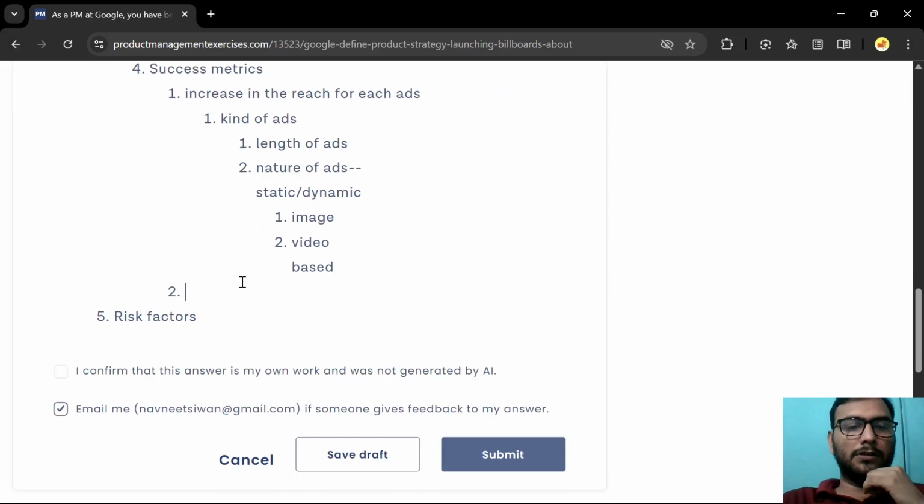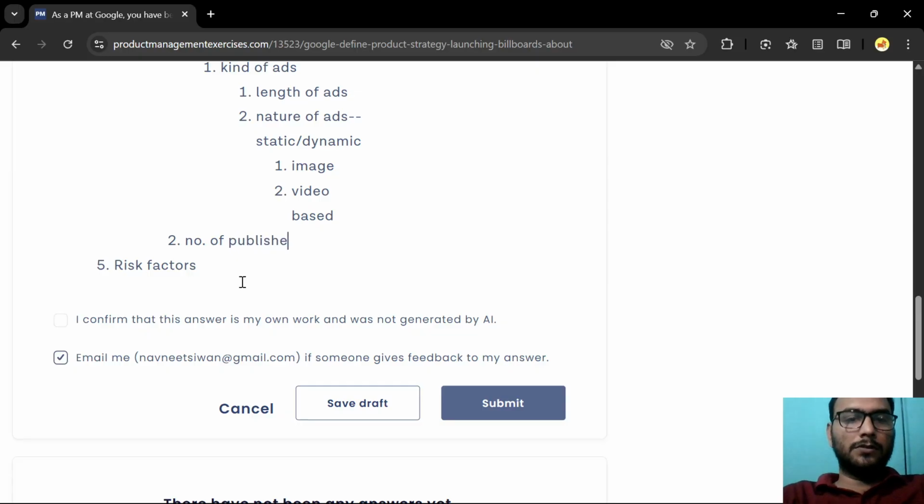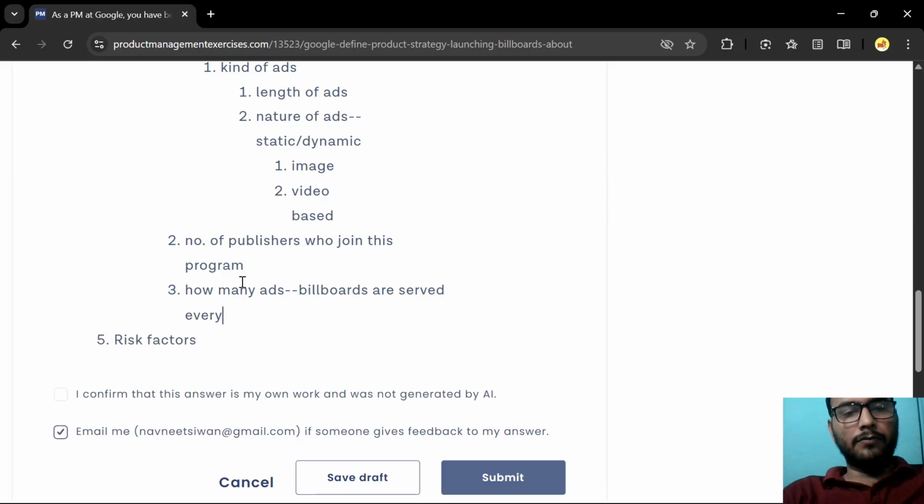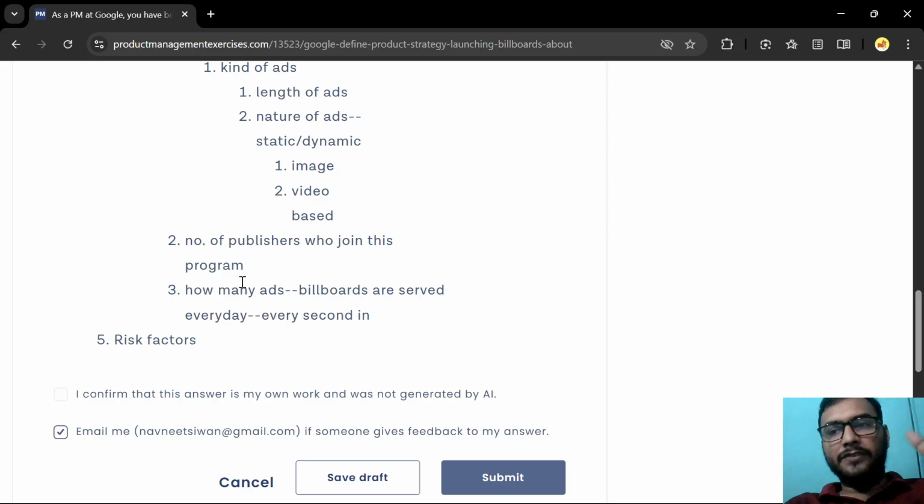Another part would be the number of publishers who join this program, and what is the ad served. Let's say if you pick 100 websites or 100 digital real estate websites, apps or anything, how many ads, in this case billboards, are served every day, or let's say every second. We will pick a particular geography, location or kind of ad, and for measuring purposes, we could see what is the number after this launch of the billboard and what was the number in the previous period.